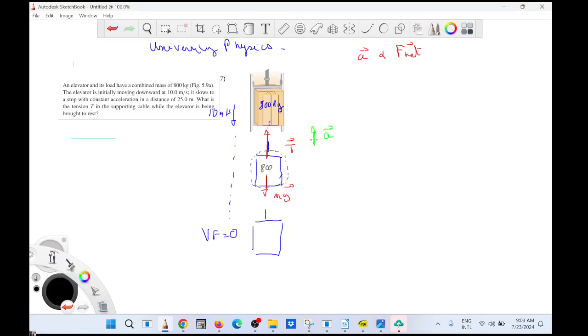The other thing you want to make sure is that positive is in the same direction as the acceleration. It will make things easier in all kinds of problems. So up is positive, down is negative. The first thing they want is T. To find T, you need to find the net force. To find the net force, you want to find the acceleration. To find the acceleration, you can use the kinematics.